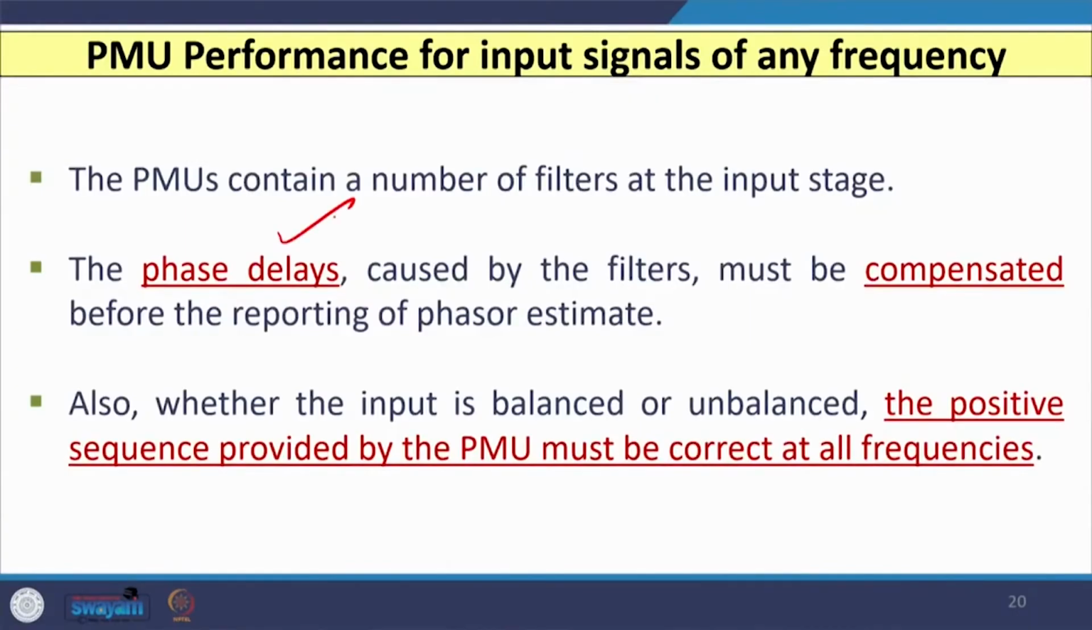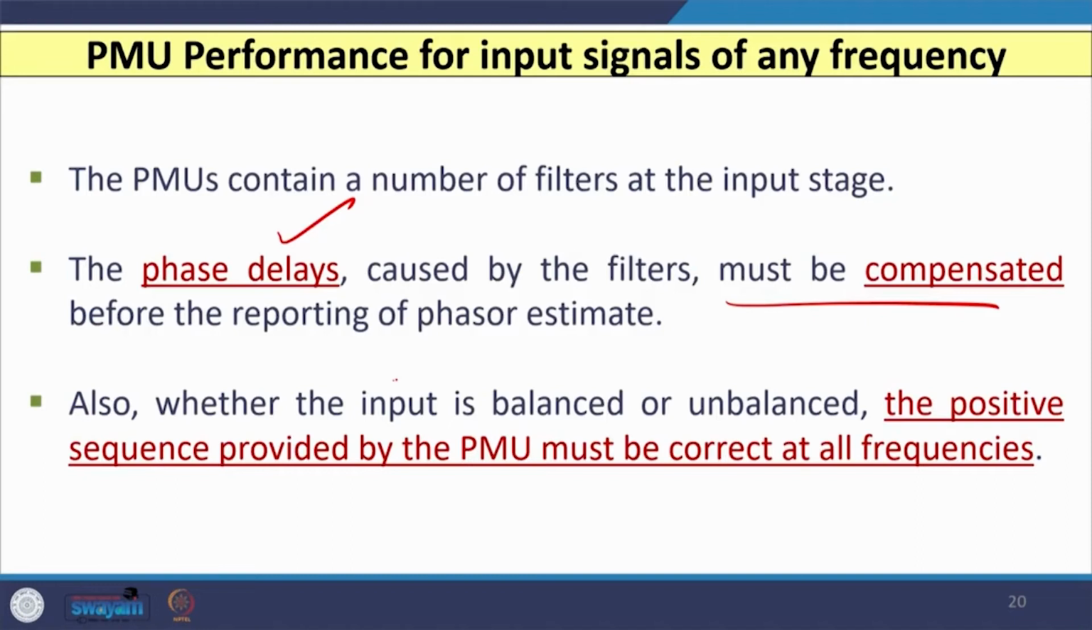Now, the PMUs also contain a number of filters at the input stage. So, when acquired signals in the form of CT secondary or CVT secondaries are given as an input to the PMU, these signals are passed through several filters. Any phase delay that is possible when we use the filters must be compensated before the reporting of the phasor estimate is carried out. So, before the PMU gives phasor values in the output form, these phase delays, which may be because of filters, have to be compensated.